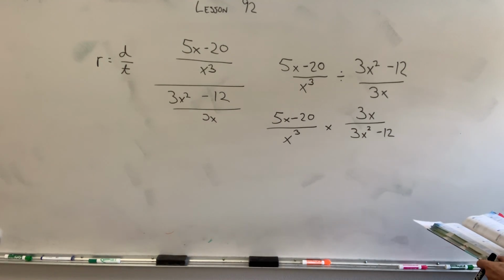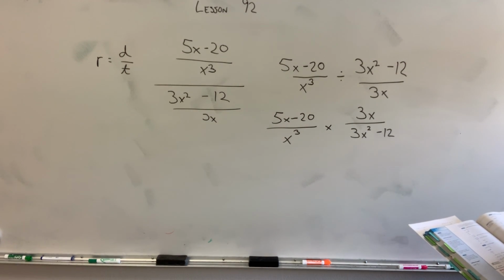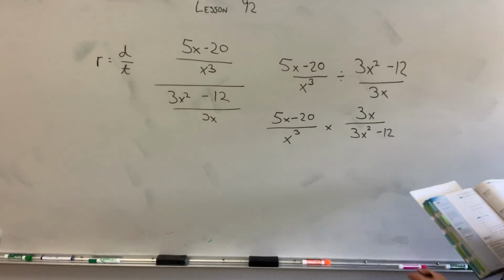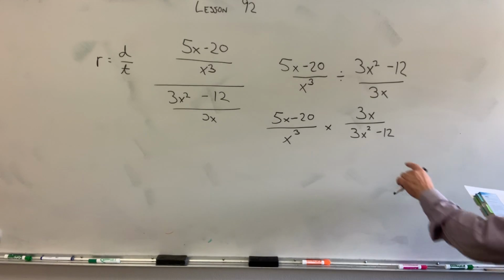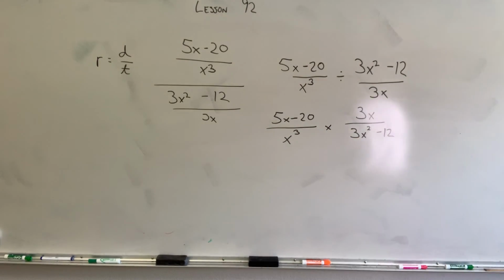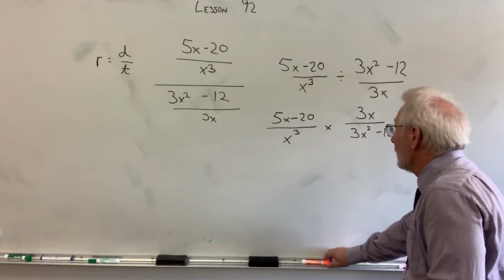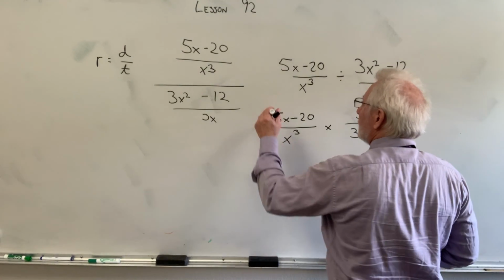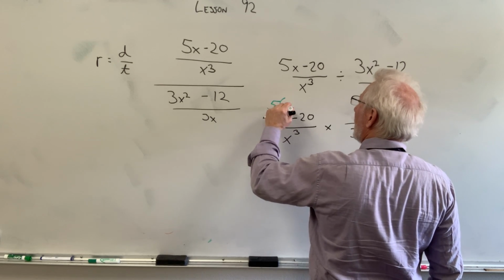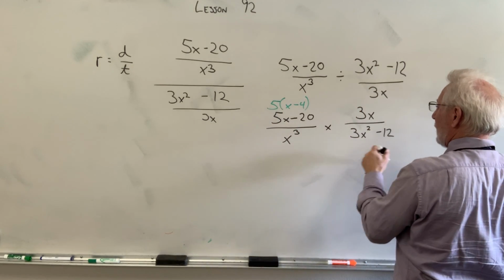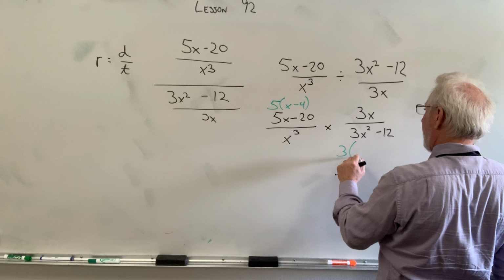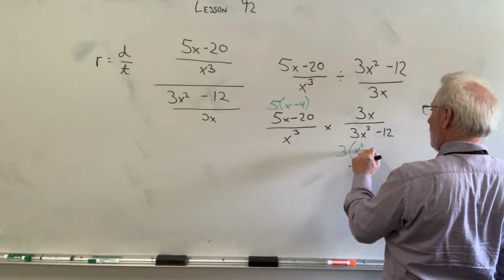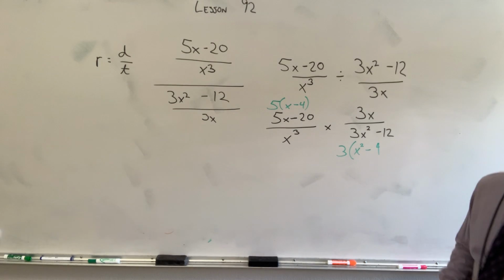Okay? Now, as we look at this here, these are not the same. So we can take something out of there, but right now we need to factor. We're going to need to factor, let's find a green one here. We can take the 5 out of this, and we get x minus 4, and we can take a 3 out of this, and we're going to get 3 times x squared minus 4.